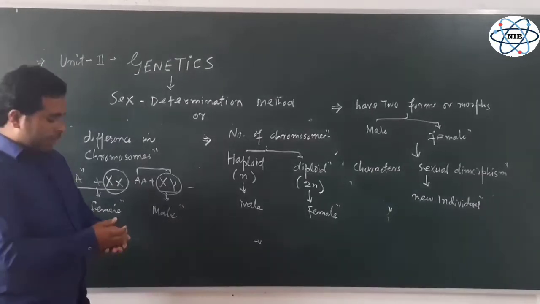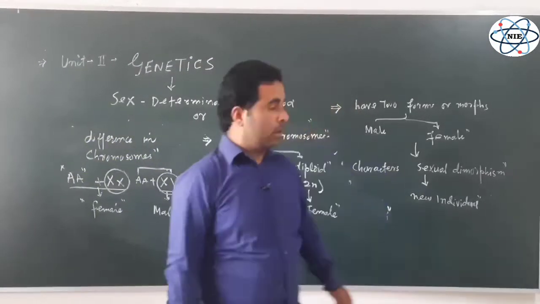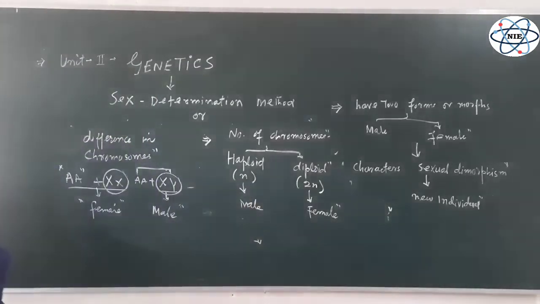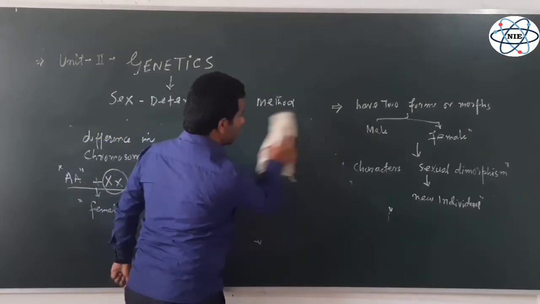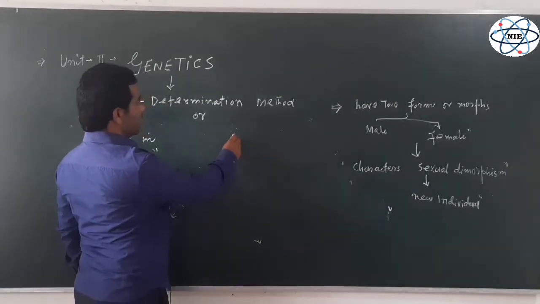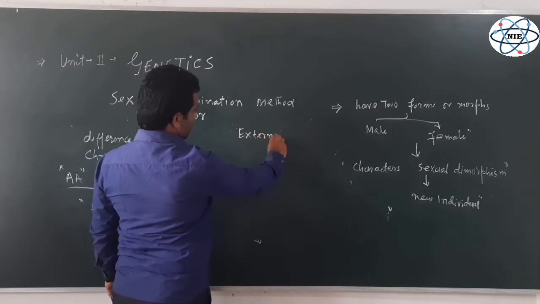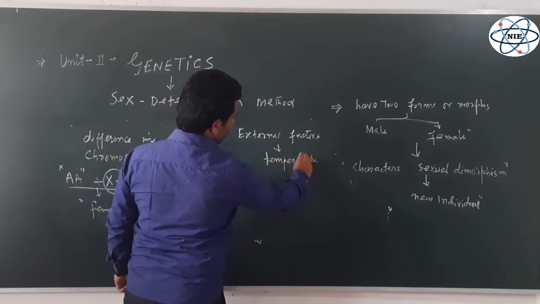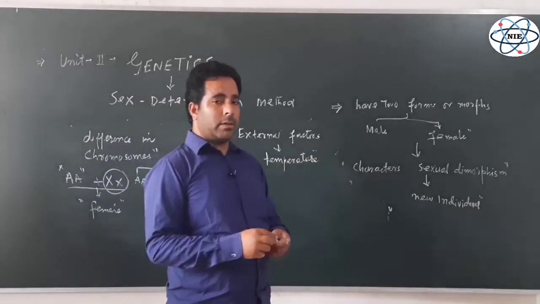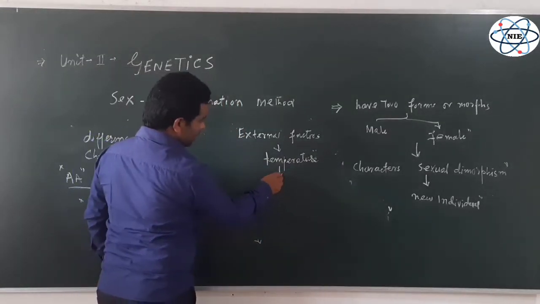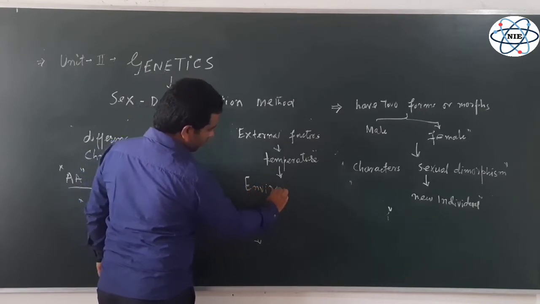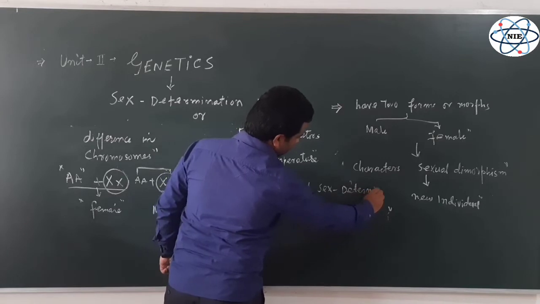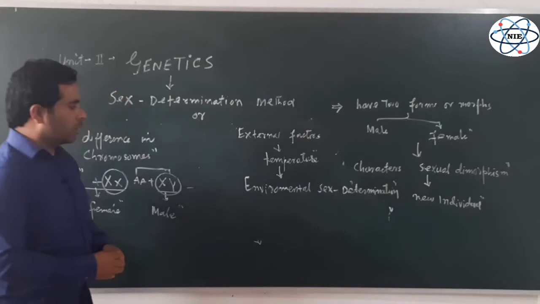Is it clear? Okay. But there is one more example of sex determination which neither depends on the XY system nor this haploid-diploid system. Rather, this type of sex determination is controlled by some external factors. For example, temperature. Right? When the sex is determined by some external factors like temperature, this type of sex determination is known as environmental sex determination. This is one more type of sex determination.